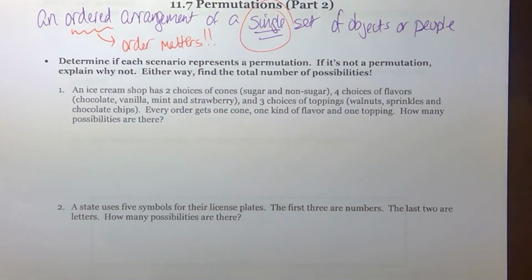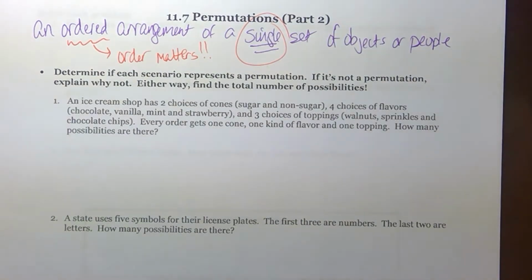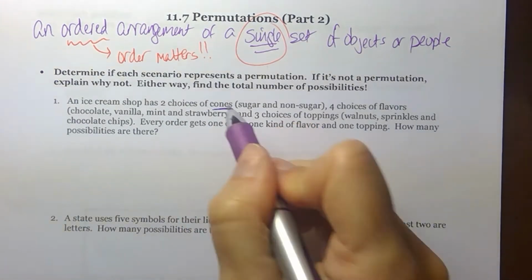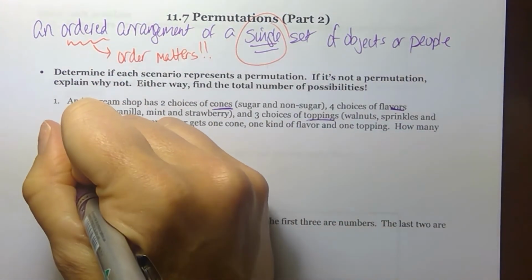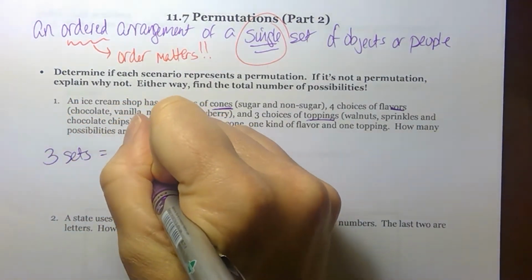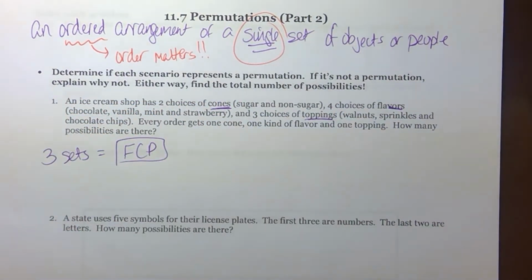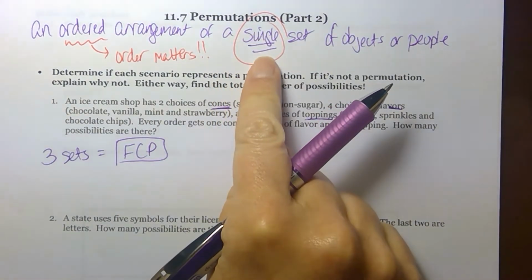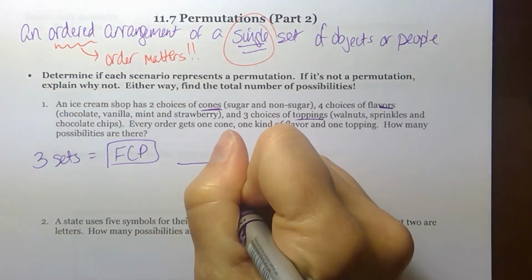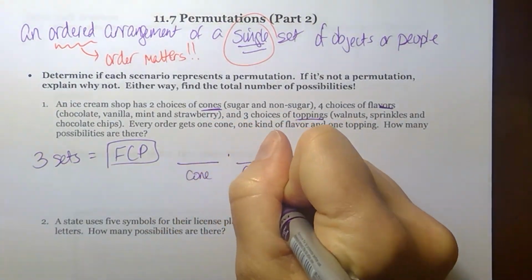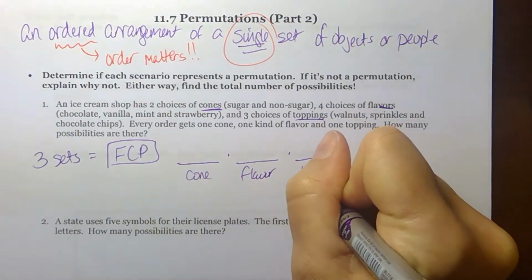Well, my first question, is this fundamental counting principle or is this a permutation? And the answer is in the number of choices, the number of sets of choices. Well, I am picking cone, flavor, topping. So I have 3 different sets of choices to make, which means I need to use fundamental counting principle. Permutations have only a single set of options. We have 3 sets of options. So I need to pick a cone, I need to pick 1 flavor, and I need to pick 1 topping.